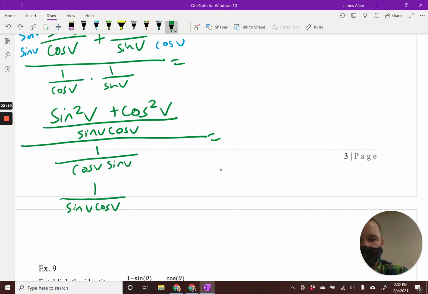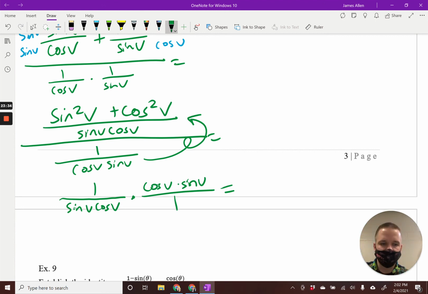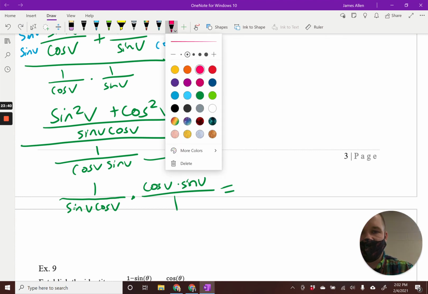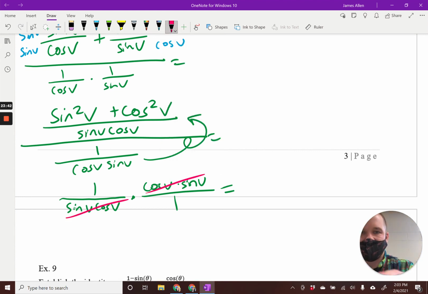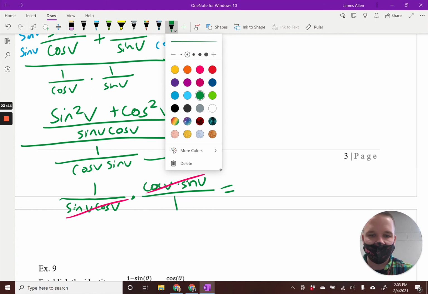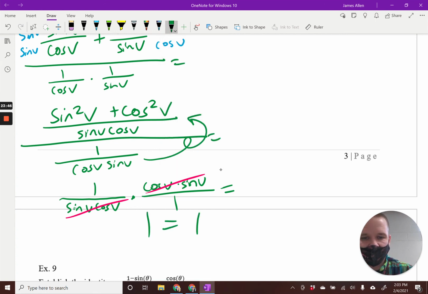I'm going to go ahead and also multiply by the reciprocal and do cosine of v times sine of v all over 1. And look, multiplication is commutative, I can go either order, same thing, cancel. I gotta go bright pink for the cancellations. I want it to pop. And there we go, ladies and gentlemen. It ends up equaling 1, which equals 1.